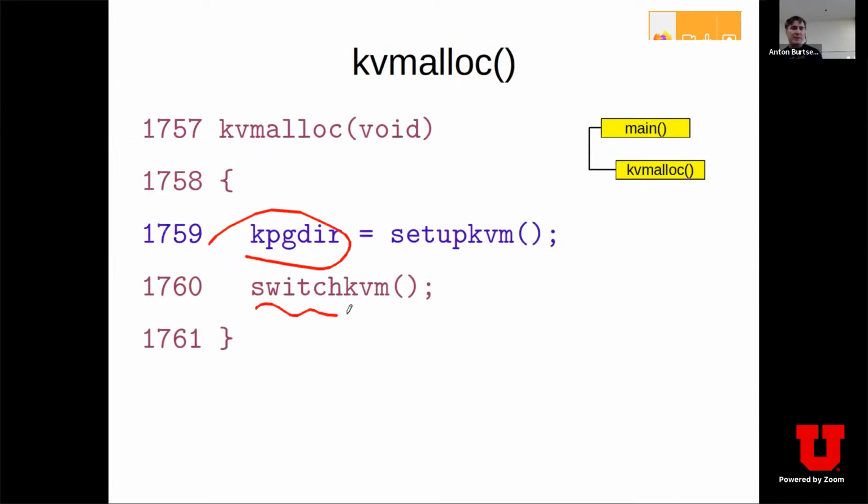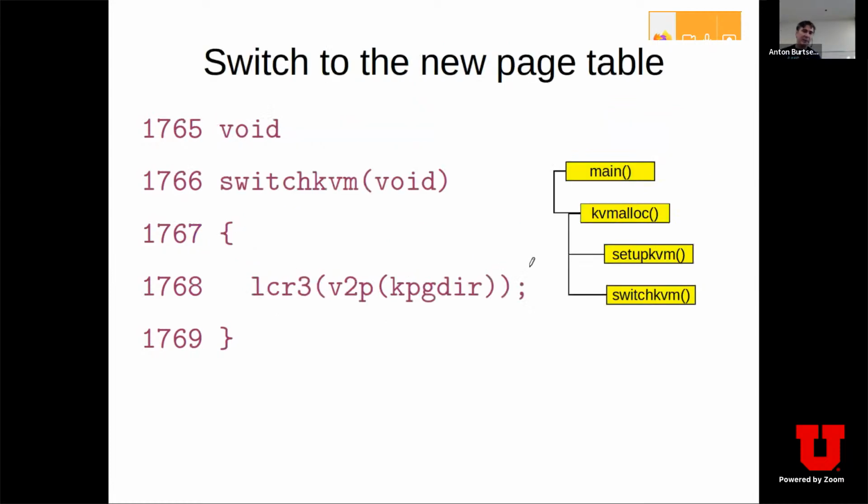So we're going to call this switch kernel virtual memory function, which will literally take this address, convert it from virtual to physical, and load it into the CR3 register. This one will use bits of assembly, which we can guess, like load the CR3 register into EAX, or you don't even have to do that, just load this value into the CR3 register. And that's it, right? At this point, the hardware will switch to a new page table.